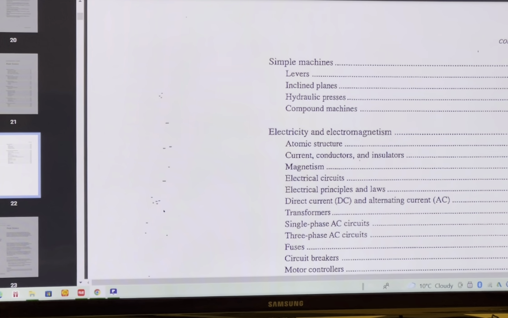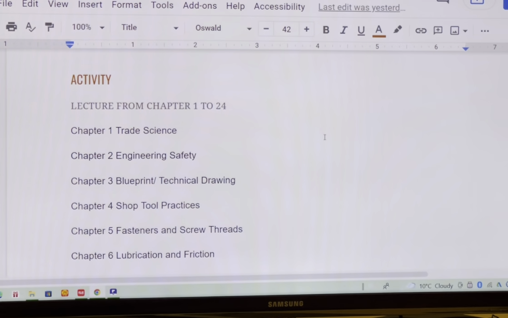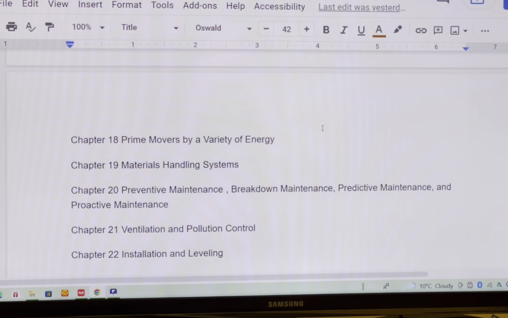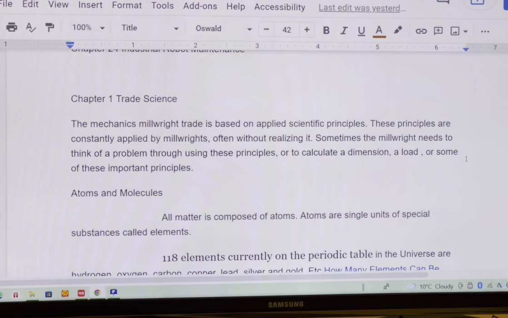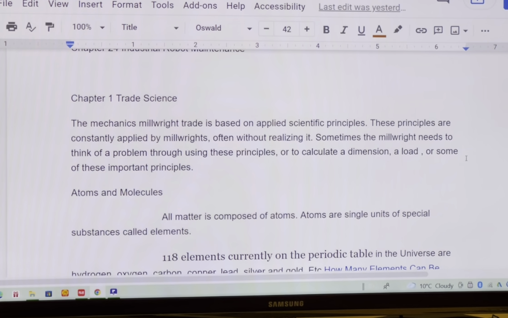Talking about this chapter, we only review something. Okay, we don't have much time to go step by step and describe the detailed knowledge. But this chapter is very important. Okay, I'll show you.